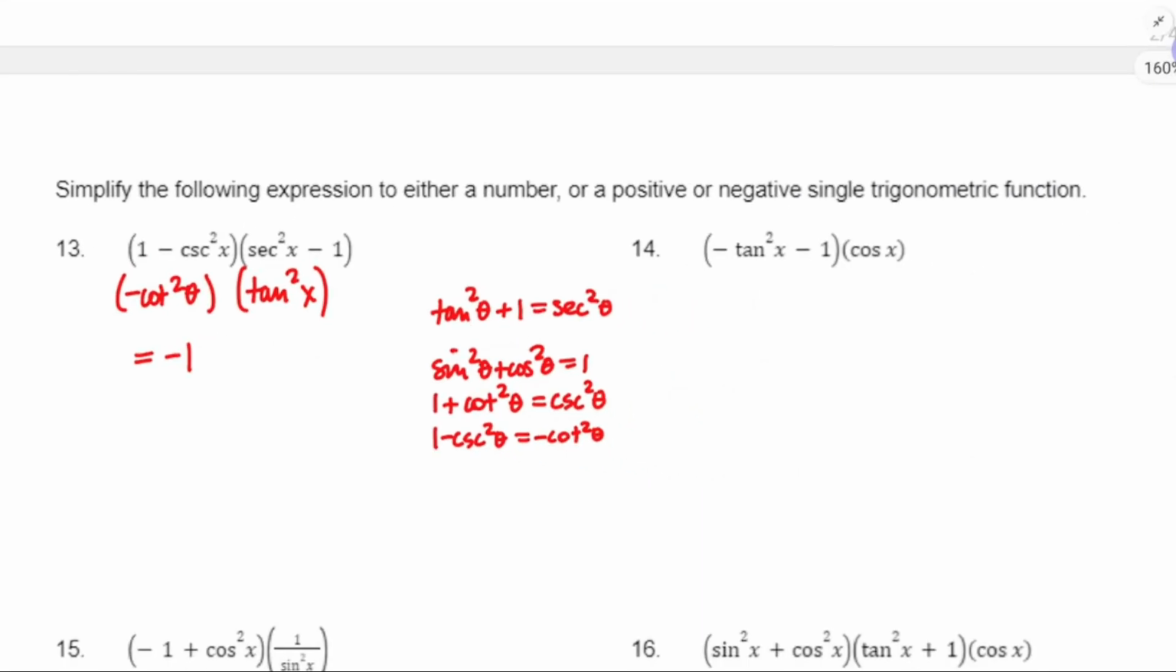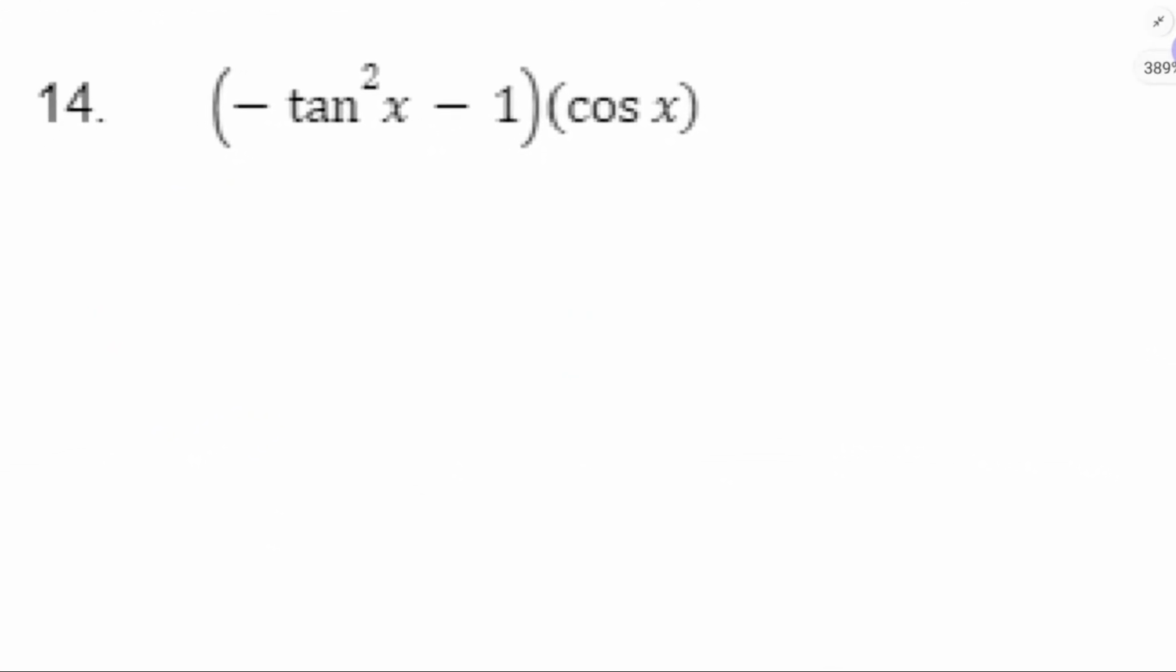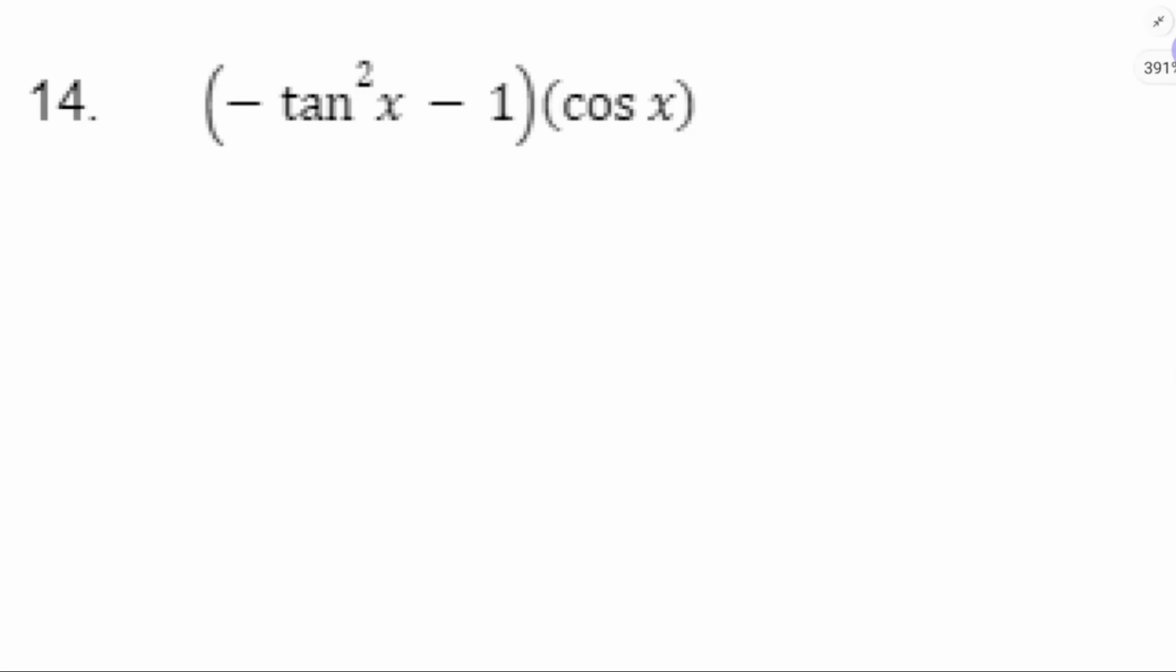Okay, yeah, and that's, I guess, probably modeling the right thing for you to do if you get frustrated and not sure what's going on. Probably should go back to where you started and just kind of rethink everything. So, all right, tangent squared x minus 1 multiplied by cosine x. All right, I'm going to rewrite this tangent. Well, actually, in light of how the last one went, I should probably go to the Pythagorean identities.